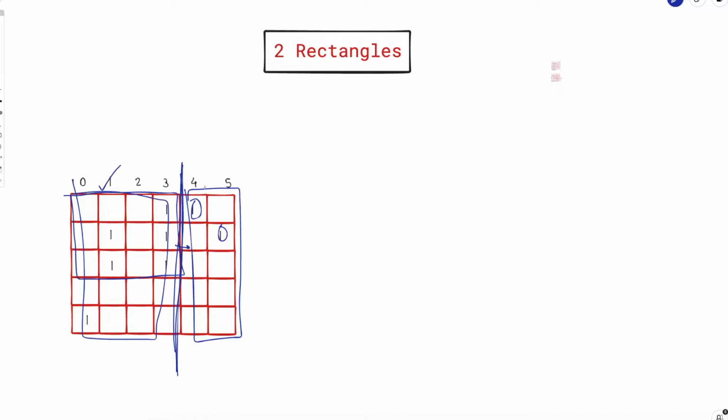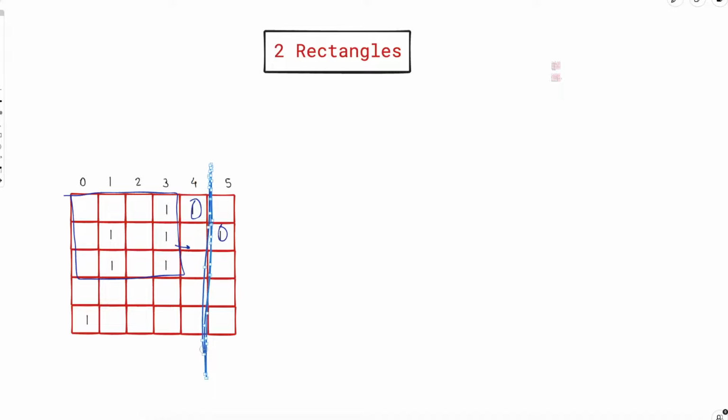And I will pick this rectangle and this rectangle, and that will be the minimum area of two rectangles that can cover all the ones in the entire grid, right? So that's just one partition. The same you can apply to the second partition as well. You can say, okay, I will get what is the minimum area rectangle that can cover all the ones here. What is the minimum area rectangle that can cover all the ones here? I will just sum them all up, and that will be my minimum area of two rectangles that can cover all the ones in the entire grid.